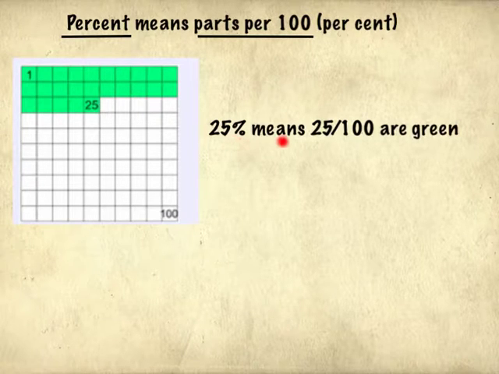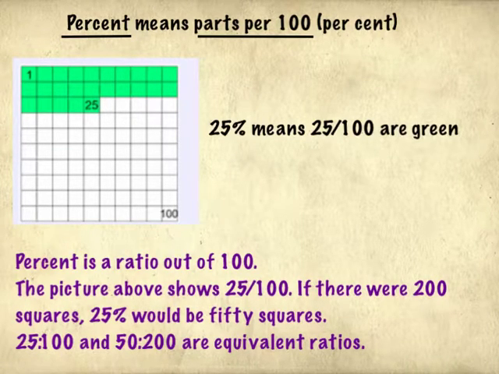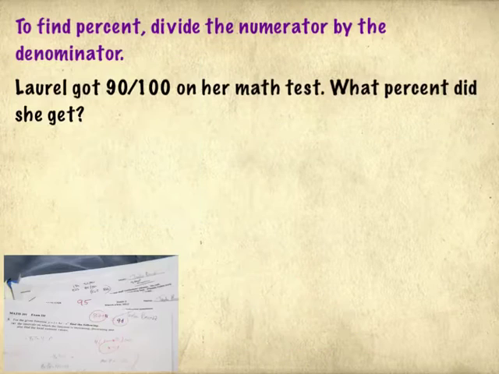So 25% means that 25 out of every 100 are green. And here's a picture. 25% of these squares are colored green because 25 out of every 100 are green. Now what you have to remember is that percent is a ratio. So this picture shows 25 out of 100. If I had 200 squares, then 25% of them would be 50 squares because 25 out of 100 and 50 out of 200 are equivalent ratios. So percent always just means we're taking whatever it is, so in this example 50 out of 200, and finding the equivalent ratio for out of 100.